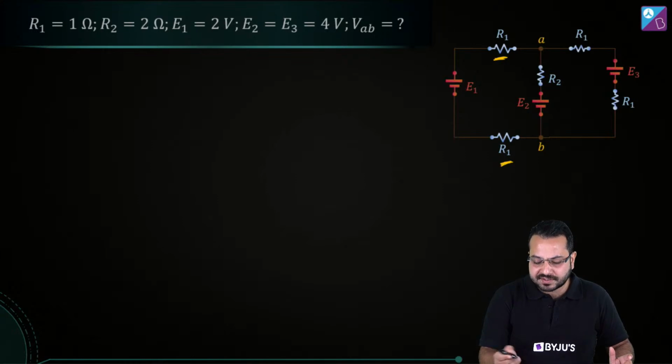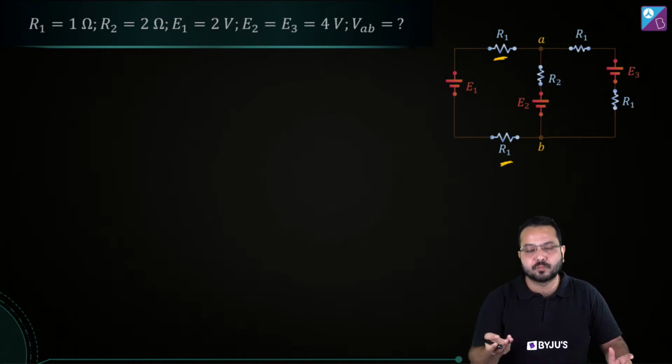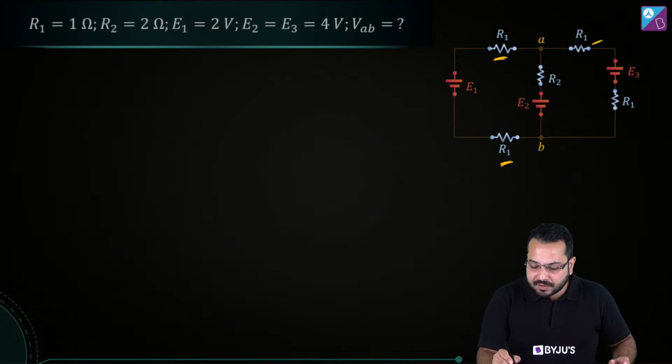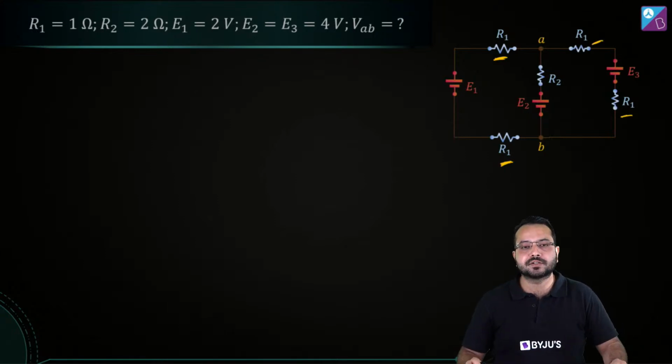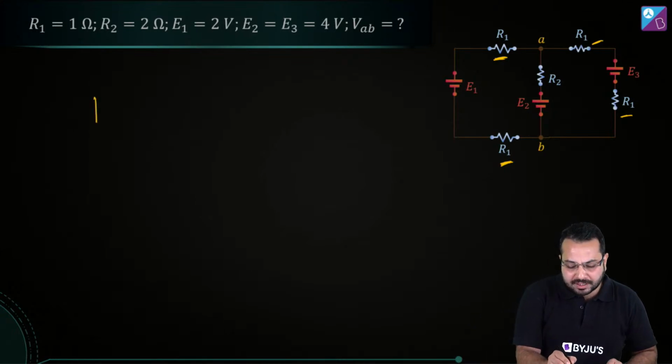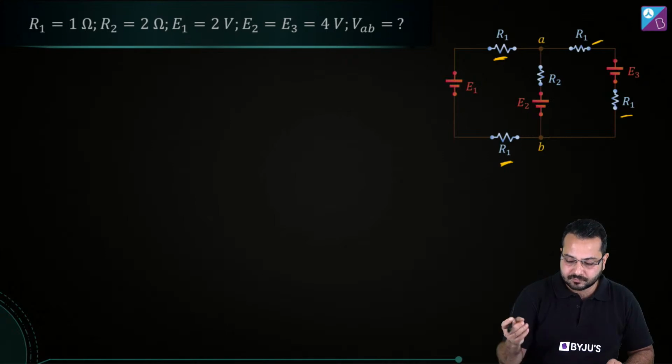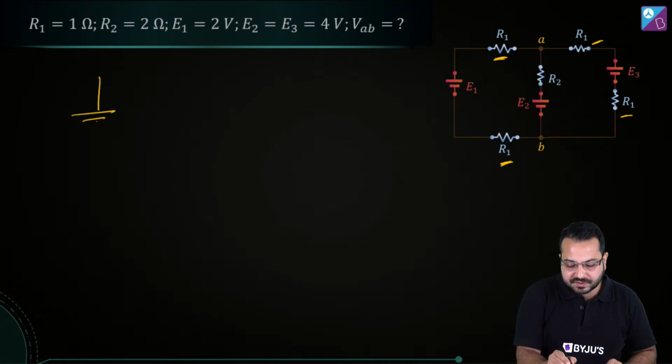This is R1, this is R1, they're going to be in series because the current through both of them is going to be the same. There is no branching when we go from one resistor to the other. So they are in series, so we can club them. Now this R1 over here and this R1 over here are also in series, so we can club them together. So I'm going to club them together and redraw this circuit.